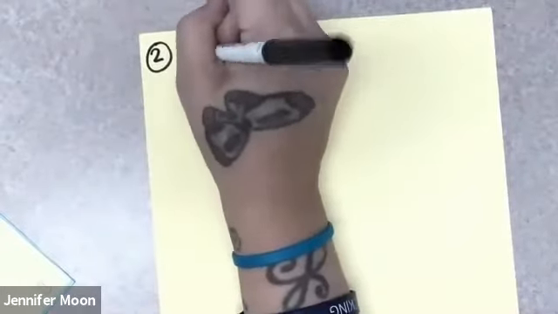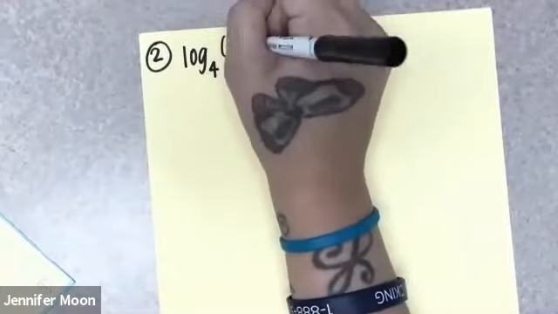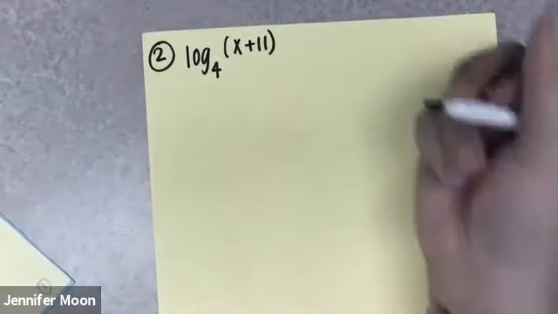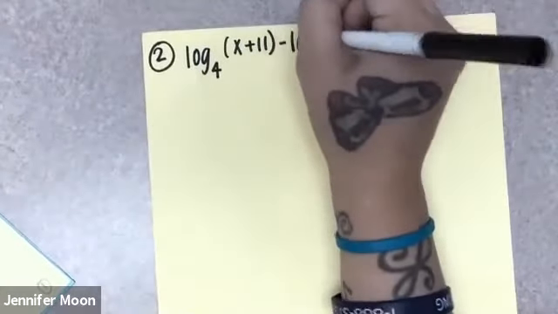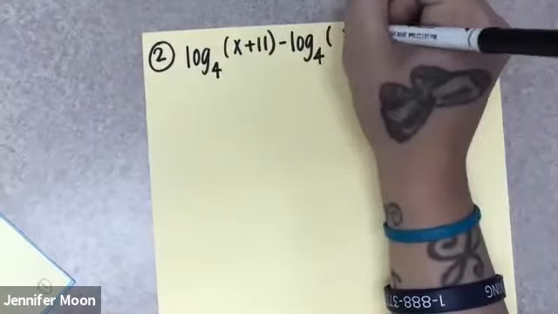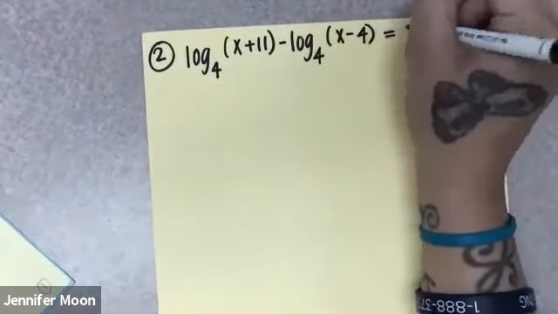Say we have log base 4 of, in parentheses, x plus 11, close. And we're going to subtract from that log base 4, in parentheses, x minus 4. And then we have it set equal to 2.